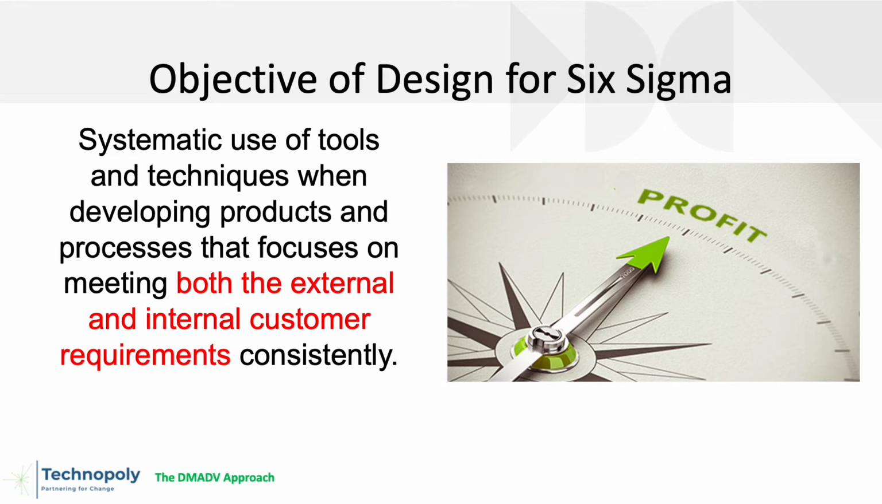By using the Design for Six Sigma perspective, we are going to apply tools and techniques in a systematic way in order for us to be able to design and develop products and processes that meet both the external and internal requirements of our customers consistently. Consistently implies that we are able to come up with the same results every time, regardless of who does what.